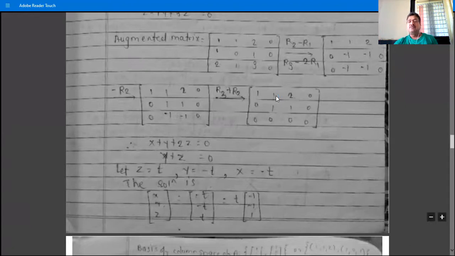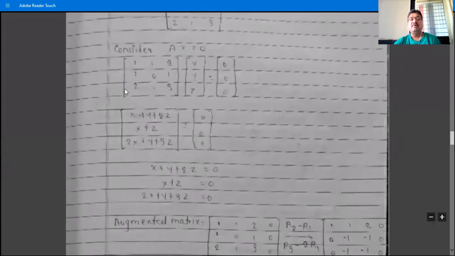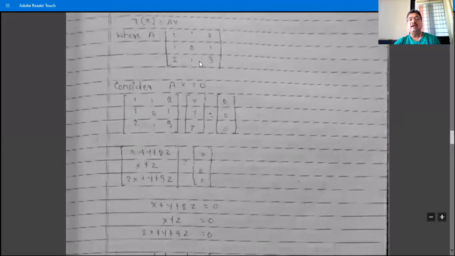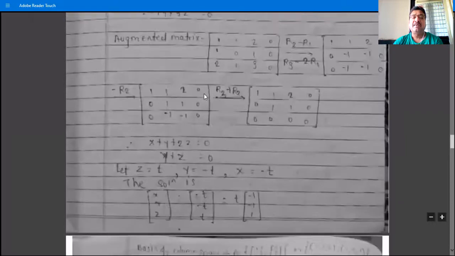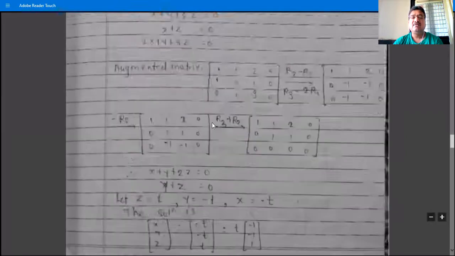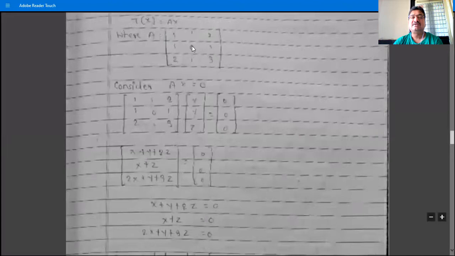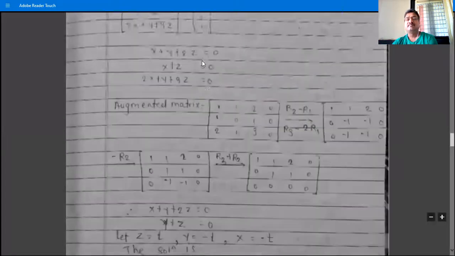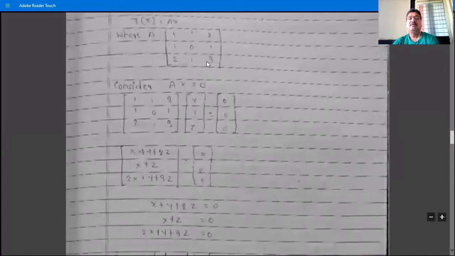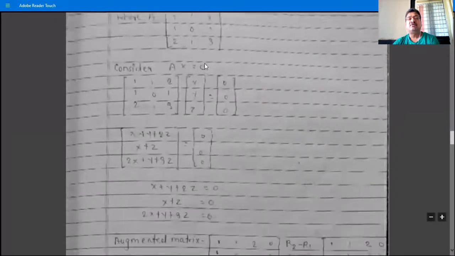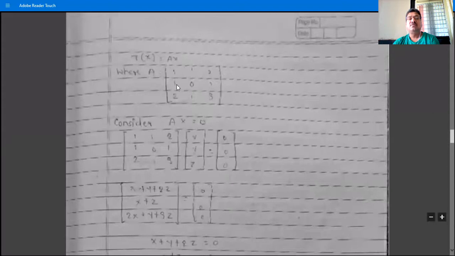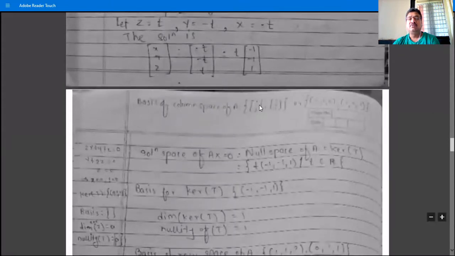And then columns number 1 and 2 contain leading ones in reduced row echelon form, and so columns number 1 and 2 in A form the basis for the column space of A. So in order to find the basis for the column space of A, we consider the matrix A and reduce the matrix to reduced row echelon form. And then note that columns number 1 and 2 contain leading ones in reduced row echelon form. And so column number 1 is (1, 1, 2).